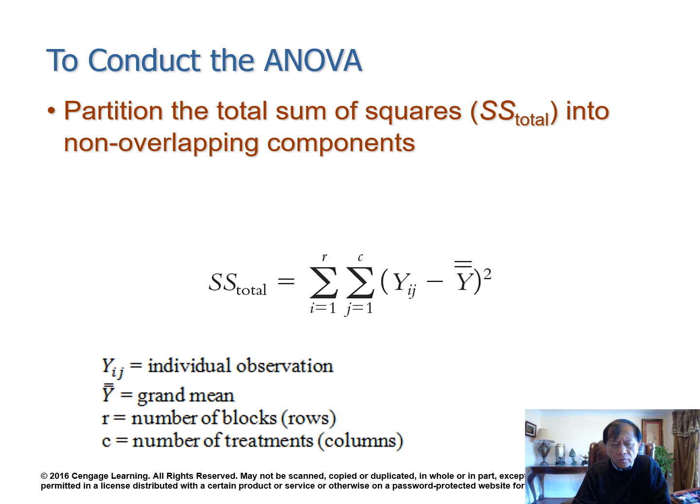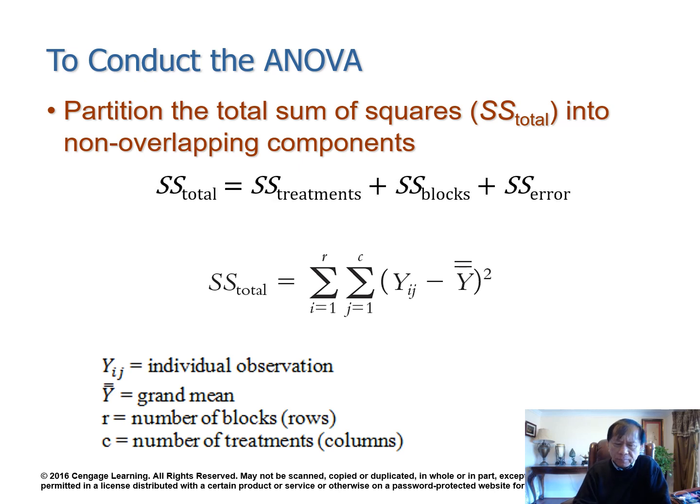To conduct ANOVA, we partition the total. We separate the total sum of squares, the deviations, into non-overlapping components, similar to the one-way case. The sum of squares total equals the sum of squares treatments, plus the sum of squares due to the blocking variable, plus the error. This is SS total.